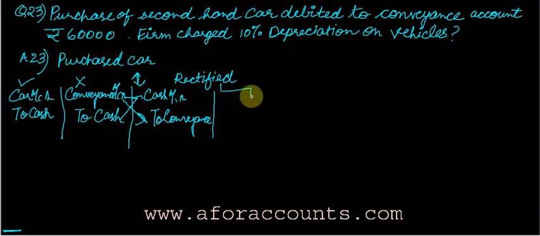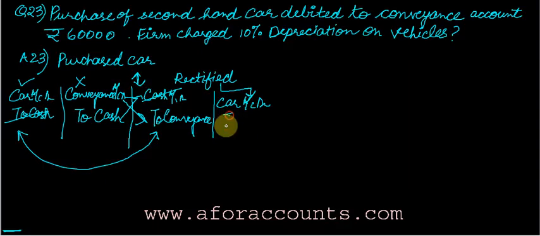And the rectified entry will be: cancel whatever you can. I will cancel this cash credit against the cash debit, and then I will get car account debit to conveyance account. To conveyance account. The amount is 60,000.